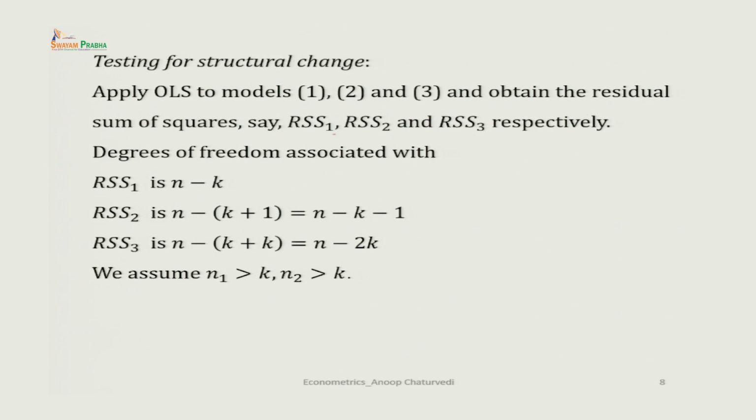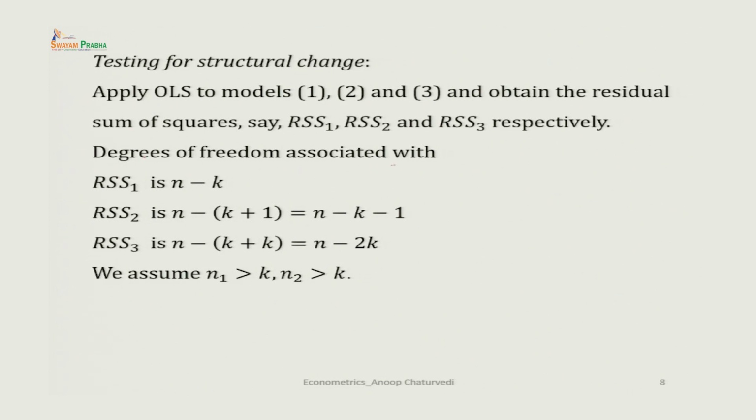Say RSS 1 is the residual sum of squares for model 1, the model without any structural change in intercept term or slope coefficients. Then RSS 2 is the residual sum of squares which you have obtained by applying OLS to model 2, that is the model with structural change in intercept term, but no structural change in slope coefficients, and RSS 3 which is the residual sum of squares for model 3, that is the model which incorporates both the structural change in intercept term as well as the structural change in slope coefficients.